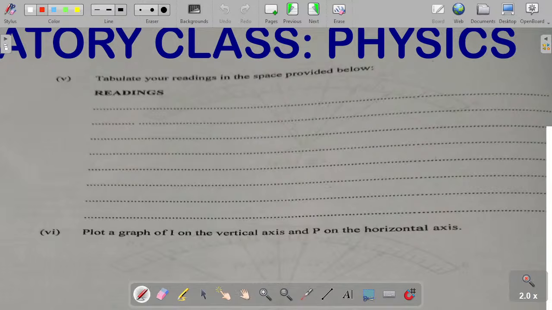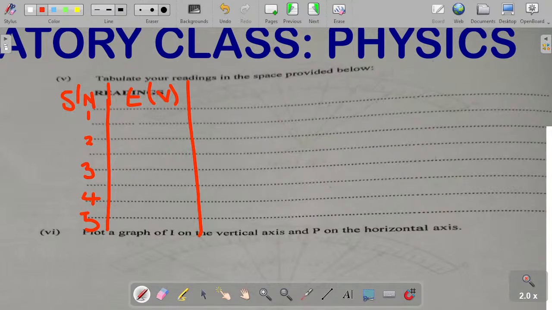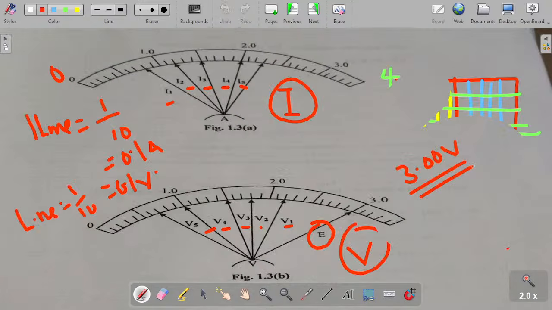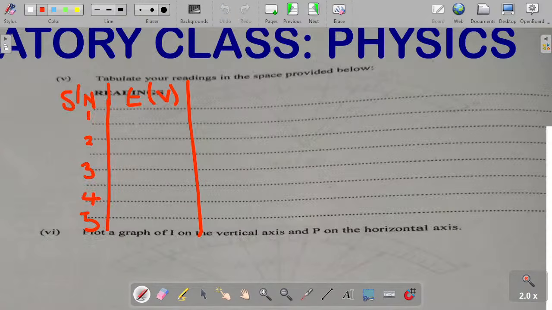So I will draw a table, starting with the serial number. I will have 5 experiments, 1, 2, 3, 4, and 5. Then I will have my E in volts. E is 3.0 from what we counted, so here it becomes 3.00. Throughout the experiment it is 3.00. That is the value of E. It did not change.